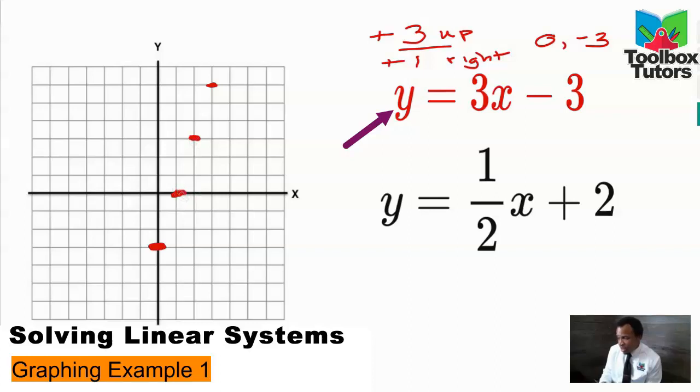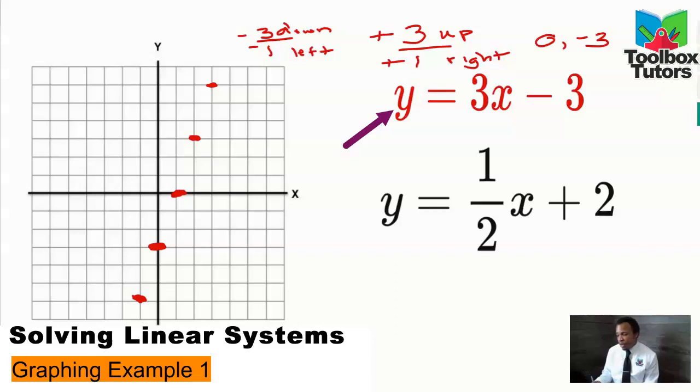Since we can't go up 3 and right 1 anymore, what we can do is go back to the y-intercept and flip this to the opposite. So instead of +3 over +1, we have -3 over -1, meaning -3 on top tells us to go down, and -1 on the bottom tells us to go left. So from here we go down 3, 1, 2, 3, left 1. And here we have our first linear function, y equals 3x minus 3, graphed with our points.